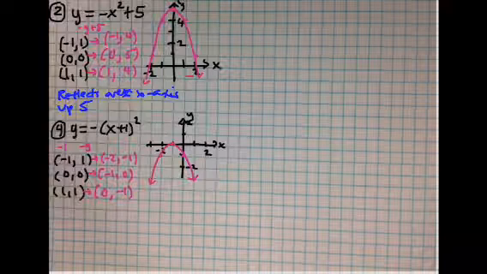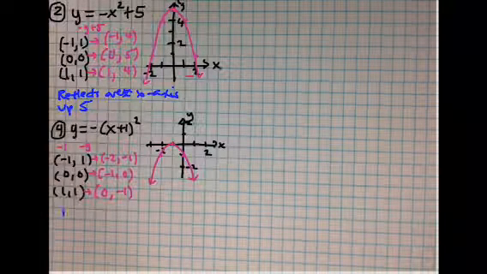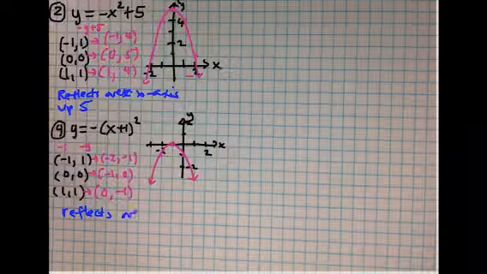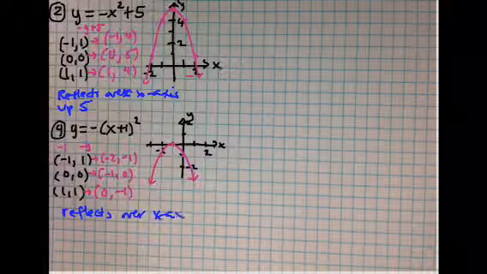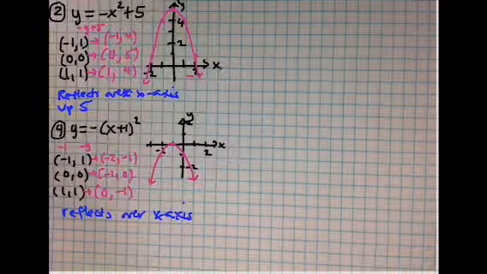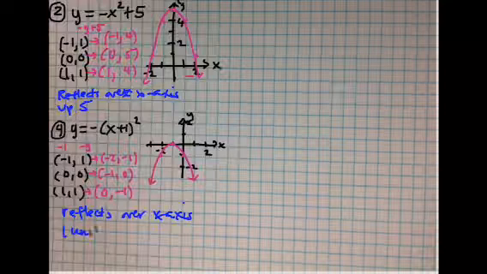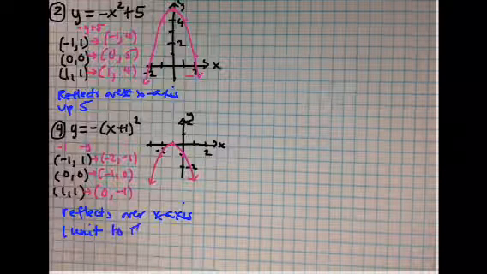So to describe the transformation or compare it to the parent function, we would say it reflects over the x-axis, and it moved one unit to the left.